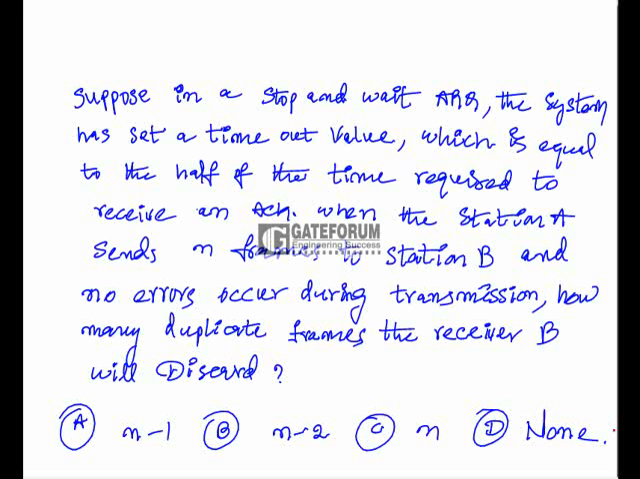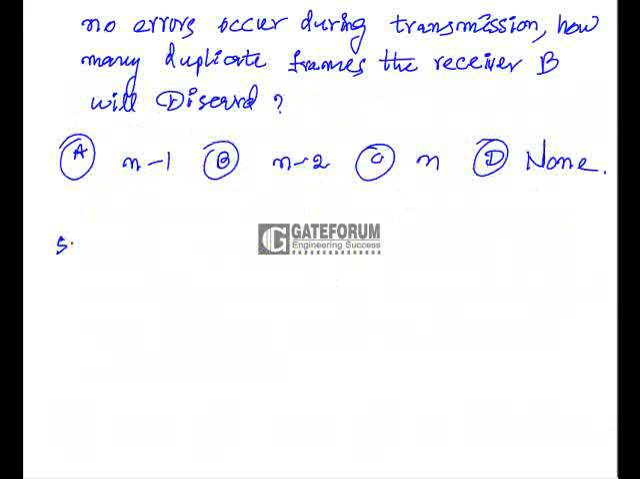In ARQ, the system has set the timeout value which is equal to half of the time required to receive an acknowledgement. When station A sends n frames to station B and no errors occur during transmission, how many duplicate frames will the receiver B discard? For example, there are two stations, A and B. Normally the timeout value of the sender will be equal to the round trip time. But here it is set equal to half of the time required for the acknowledgement.